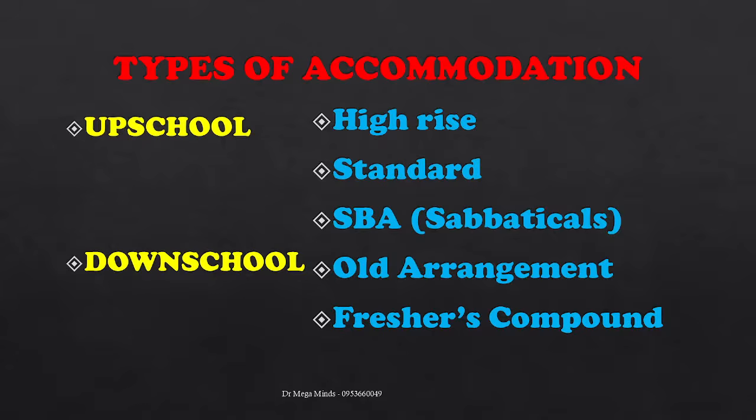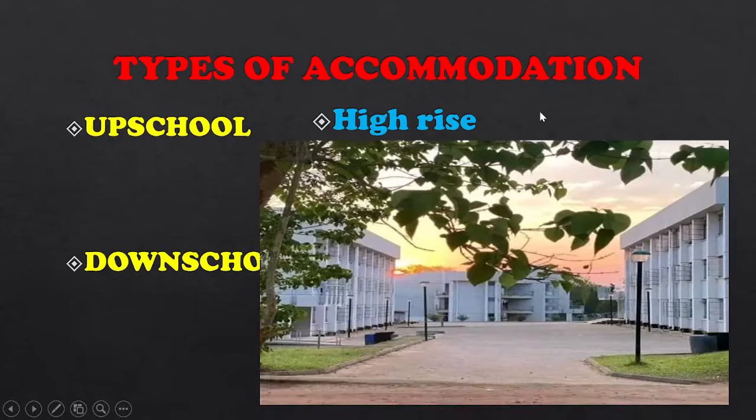Starting with the high-rise hostels, they are found up school. Currently we have 4 high-rise hostels, and there's an unfinished building which will obviously be completed in the future. They are called high-rise because of their appearance. The high-rise hostels look like this: we have the ground floor, first floor, second floor. So these are the high-rise hostels.